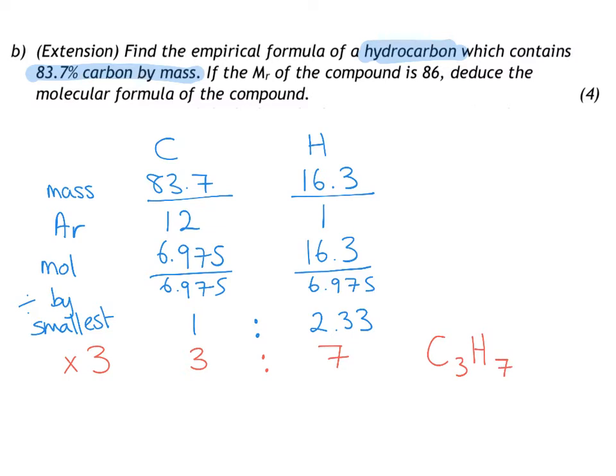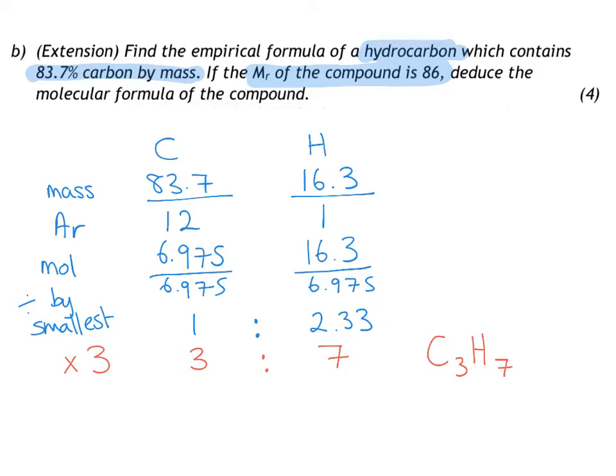Now that isn't a real molecule, and that's why the question has given me the relative formula mass of the compound, which is 86. So what I'm going to do is find out the mass of C3H7, because I know that that's the simplest ratio of elements. So my empirical formula has got to fit in somehow into the formula of the whole compound.